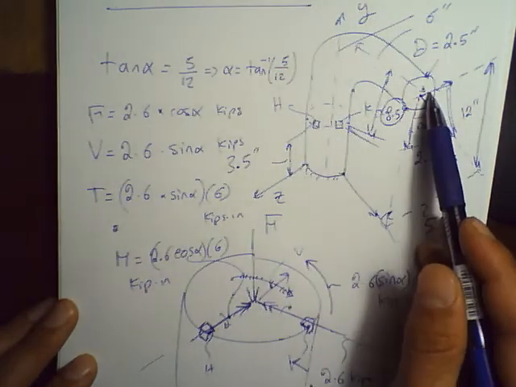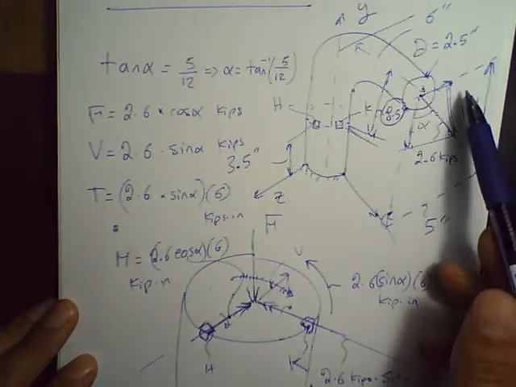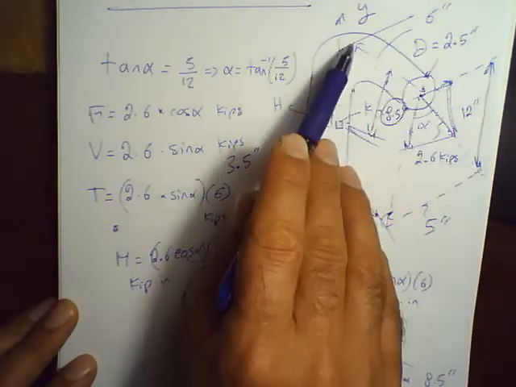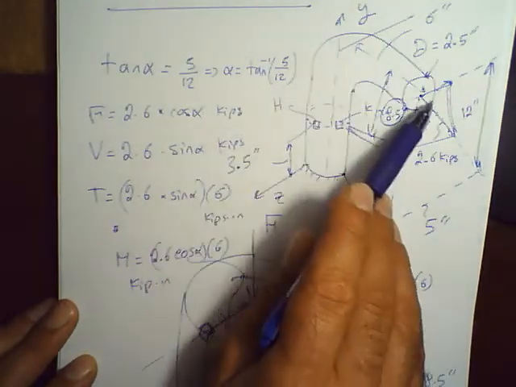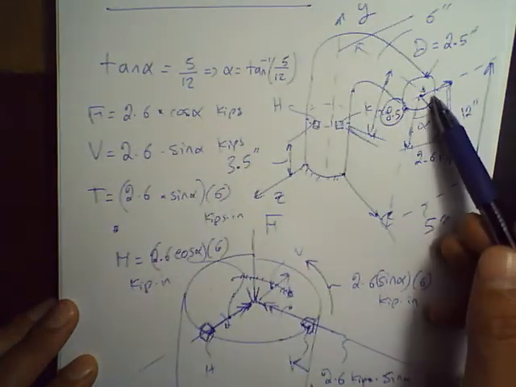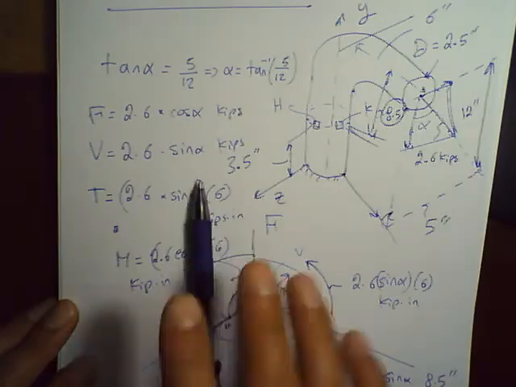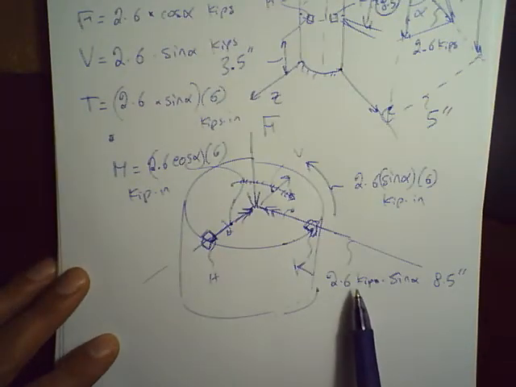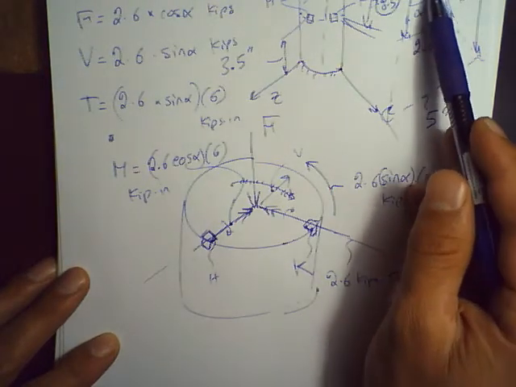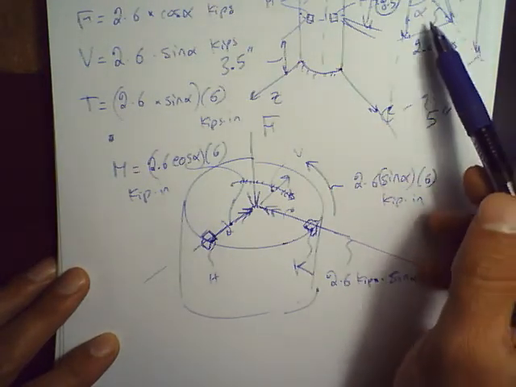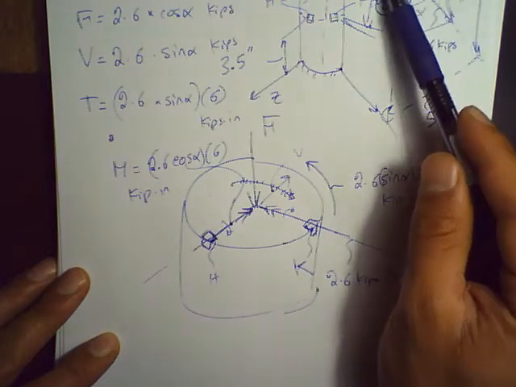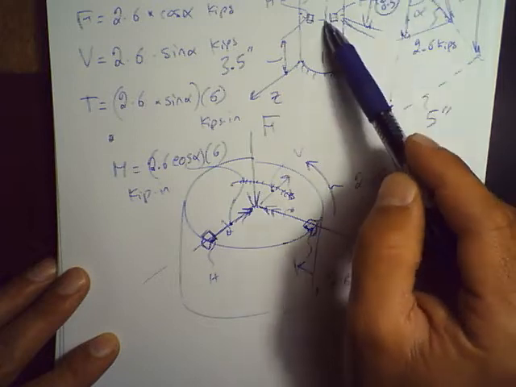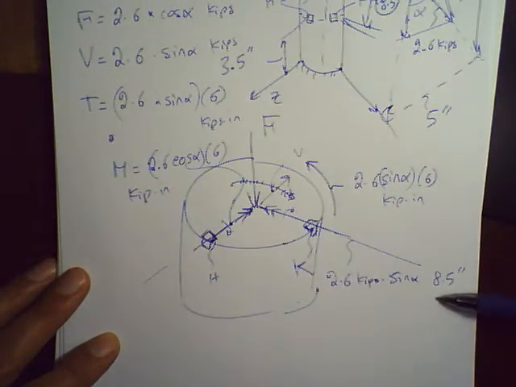and that torque is going to be equal to how much? 2.6 times sine alpha, multiplied by 6, which is the arm of the torque. That force is also creating a bending moment, like that, as I mentioned, and then there is this bending moment right here, which is equal to 2.6 sine alpha, multiplied by the perpendicular distance between the force and the cross section, which is 8.5 in that case.